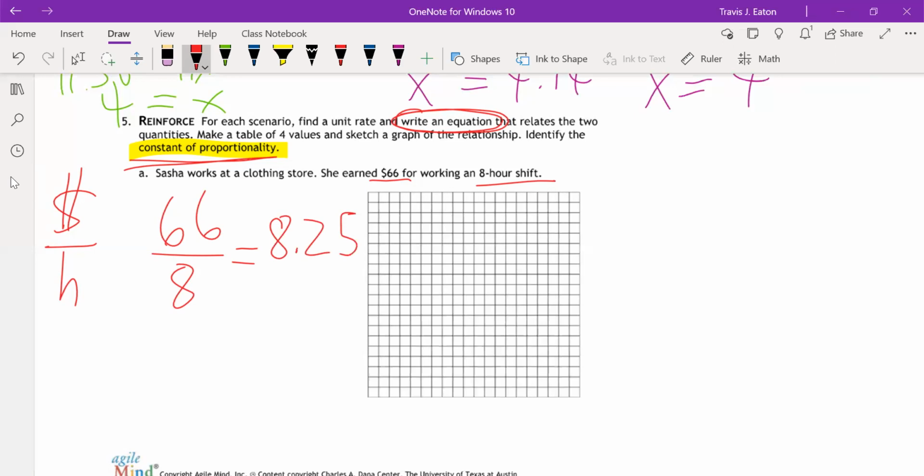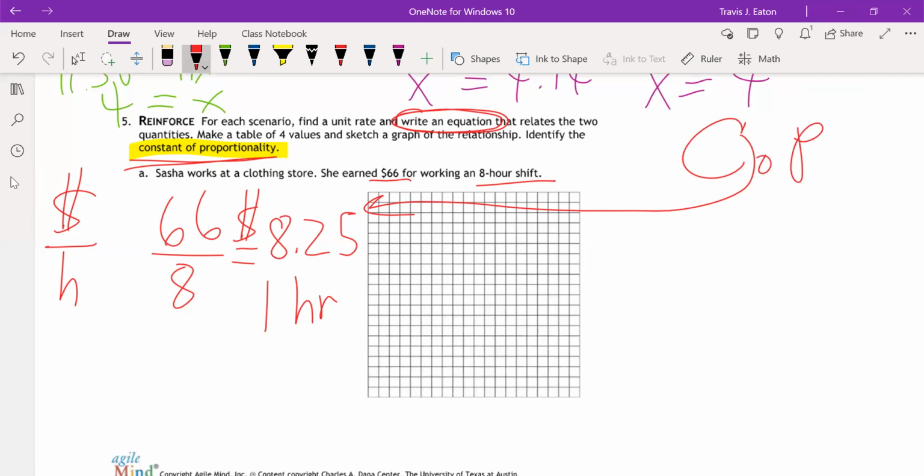Now, I want to make sure that you have the same numbers in your book that I have in mind. $66 for an 8-hour shift. Yeah. So this means she makes $8.25 for 1 hour of work. That's our constant of proportionality. Okay. That is the COP, the constant of proportionality, the 8.25.